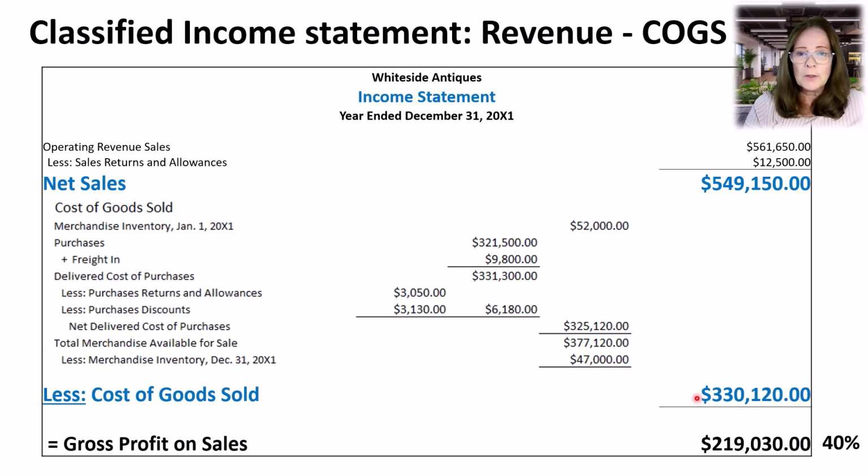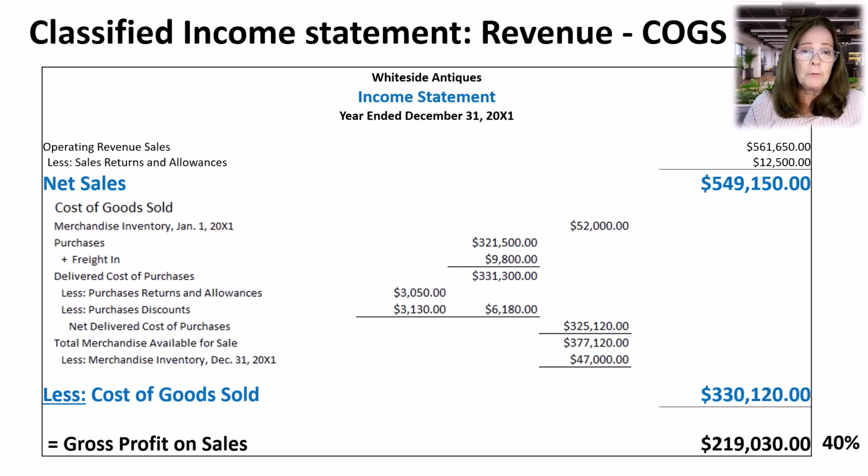After subtracting cost of goods sold from sales, we arrive at gross profit on sales of $219,030. And gross profit becomes a key amount that helps analysts understand the company's pricing and costs. Investors and analysts typically calculate the gross profit percentage, which for Whiteside Antiques is 40%, which is $219,030 divided by $549,150.